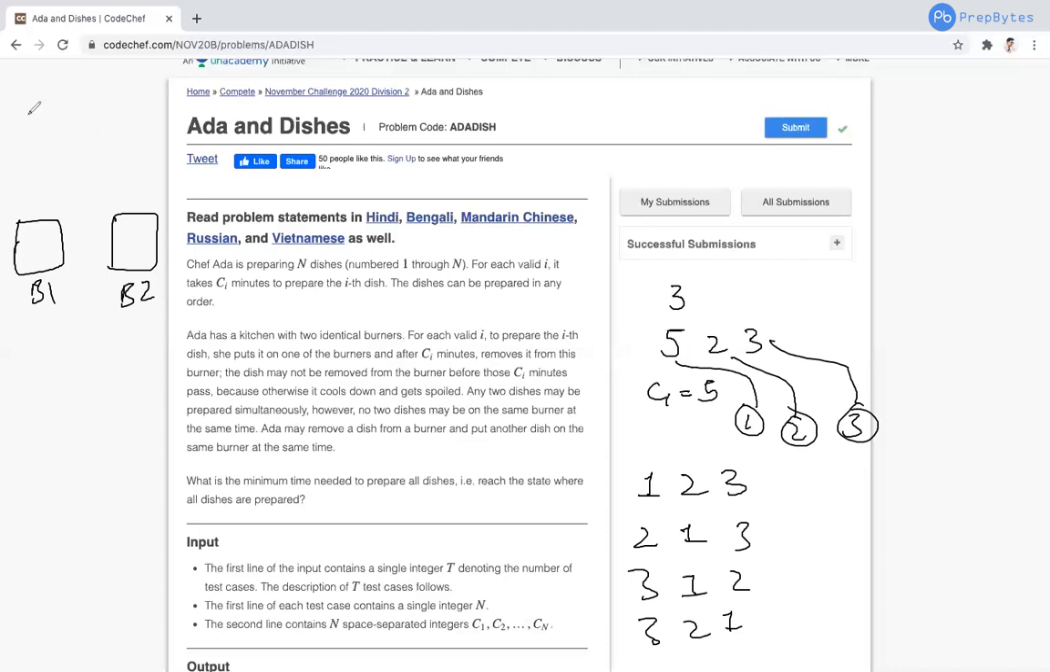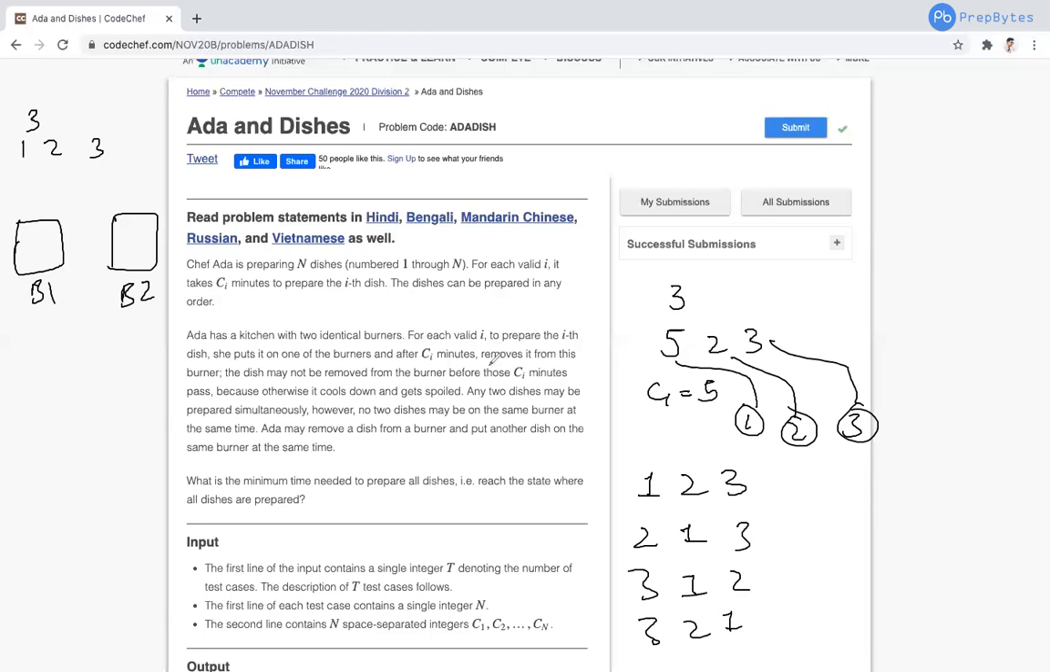Suppose the times are 3: 1, 2, 3. The first dish is prepared in 1 minute, the second dish in 2 minutes, the third dish in 3 minutes. Now she takes any of these dishes and puts it on any of the burners, and she will remove it after Ci minutes, which is the total time required to prepare this dish.